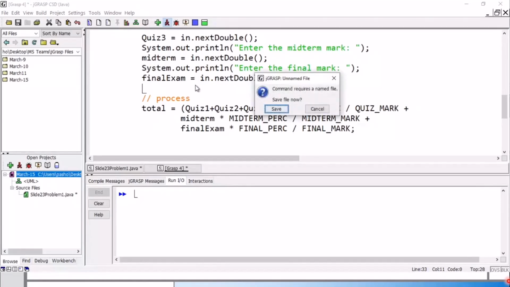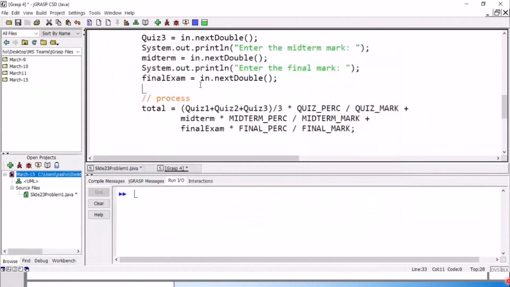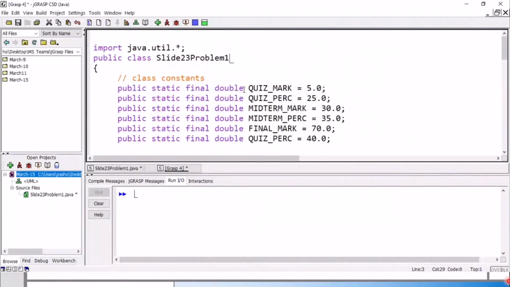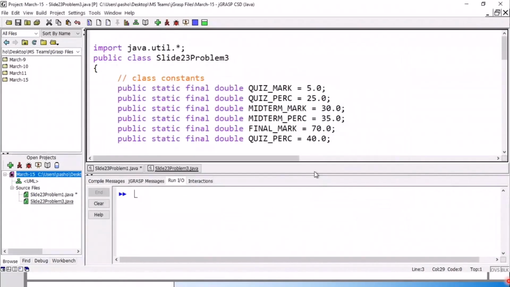So run it. Oh, we did not save it. So it's telling me we have to save it. So we are going to save it by slide 20. Oh, I have to change the name because this is for problem 3. So save problem 3, and we will add it into this project. And now we are done.